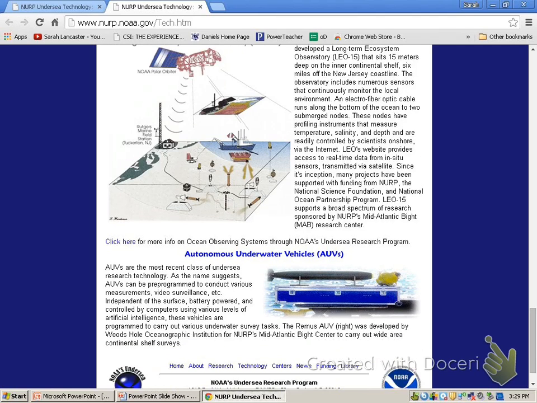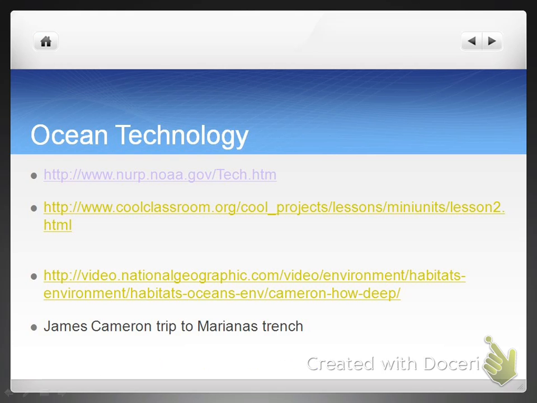And then you also have the autonomous underwater vehicles, and they can be pre-programmed. They don't have to have anyone on a ship remotely operating them. So those are some of the technologies that are available to explore the ocean today.